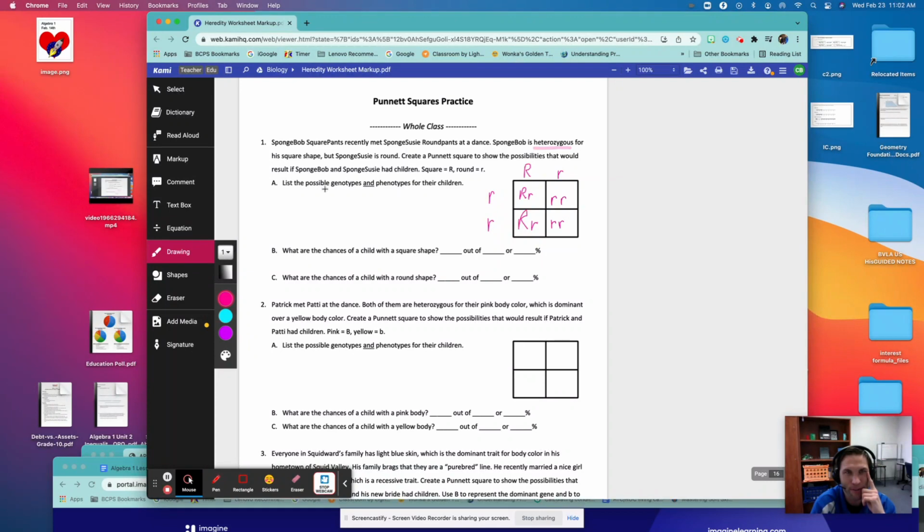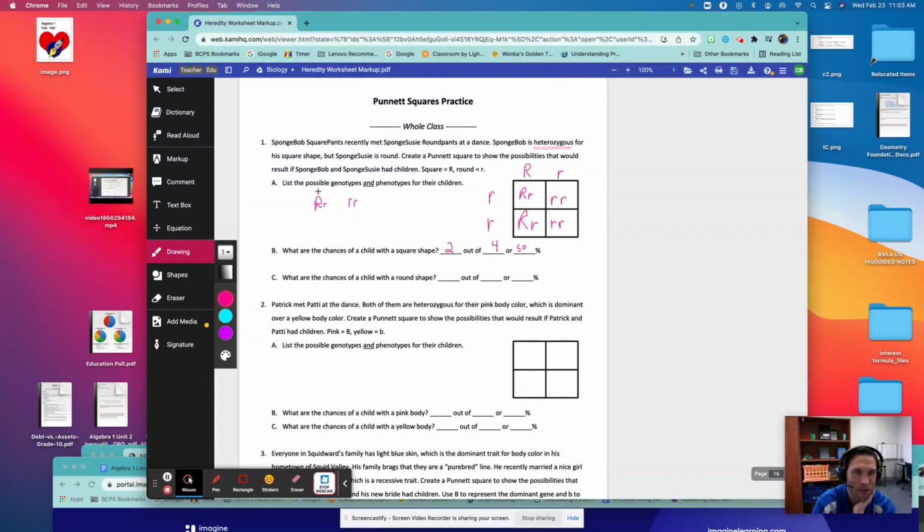So it says, let's see, list all possible genotypes. The genotypes would be this, right? It would be big R, little r, and then little r, little r, recessive. So this would be heterozygous. The offspring could only be heterozygous or homozygous recessive. That's it. What are the chances of the child with square shape? Square is expressed with the big R, and so that is 2 out of 4 has the big R, and that's 50%, right? 2 out of 4 is 2 over 4, which is 0.5, which is 50%.